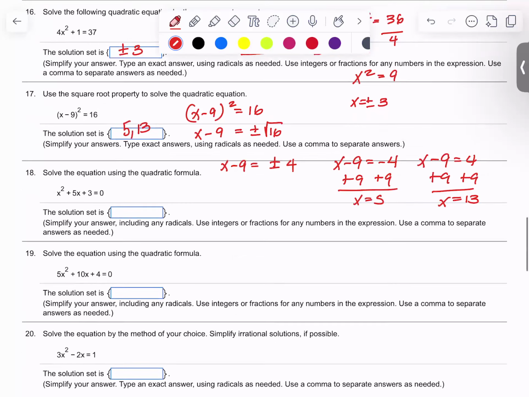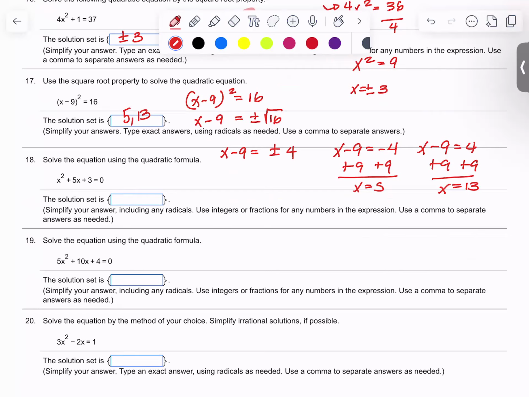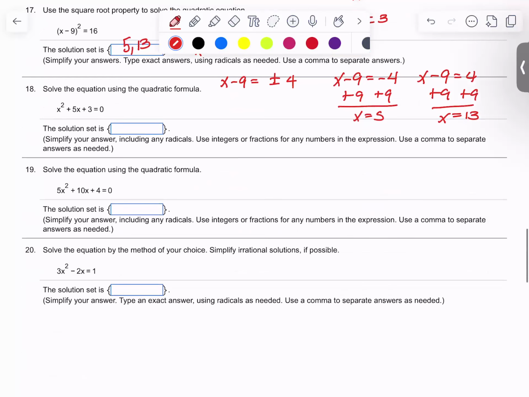Okay, solve using the quadratic formula. So the quadratic formula is x equals minus b plus or minus the square root of b squared minus 4 times a times c, all over 2a. Okay, so a is the coefficient in front of the x squared, so it is 1. B is the coefficient in front of the x, so it is 5. And c is the constant.